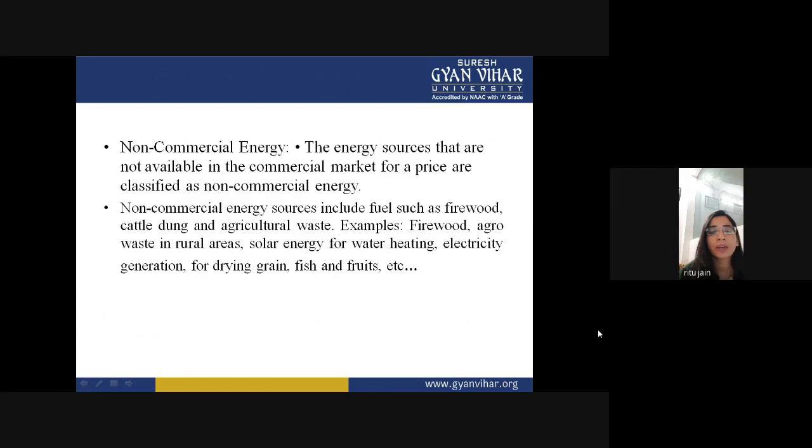But if you want to generate electricity from a solar power plant, you need not pay a single pie for that. The solar energy you are getting is free of cost. You need not require any kind of fuel, or to purchase any kind of fuel from the market, like cattle dung and agriculture waste. It can also be used to generate electricity. So these kinds of electricity sources come under commercial energy sources.